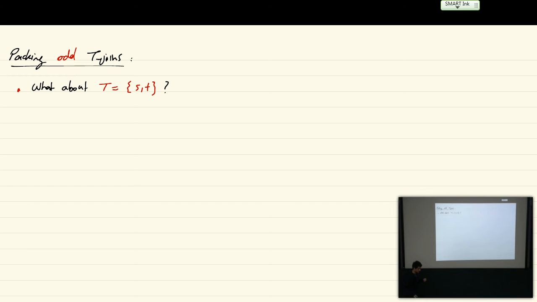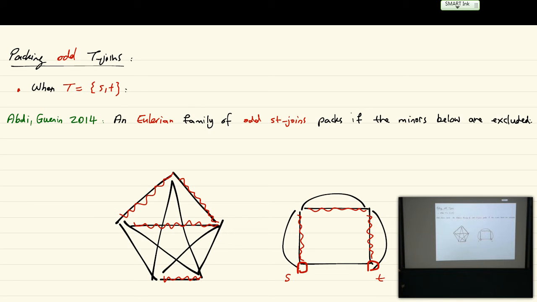OK, so what about T of size 2? So remember, we're trying to pack minimal odd ST joins, and minimal odd ST joins are either odd ST paths or an even ST path together with an odd circuit. And what we showed last year with Guenin is that an Eulerian family of odd ST joins packs, as long as you exclude 2 necessary minors.